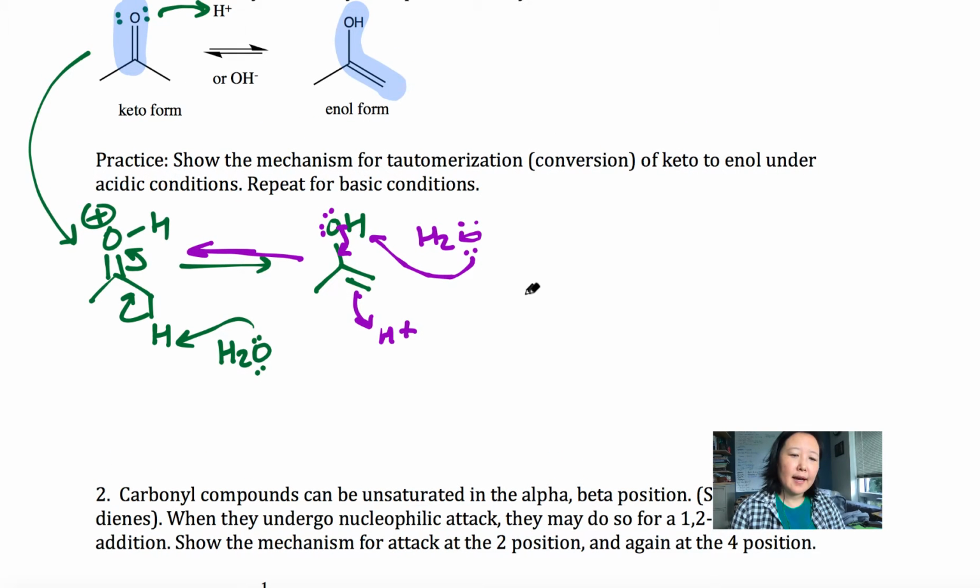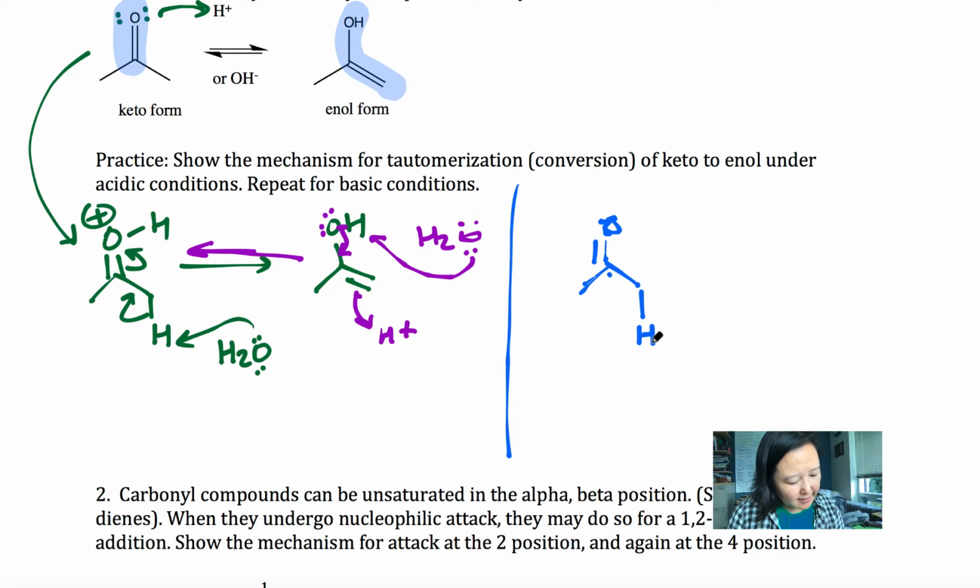All right. You should be able also to do this for basic conditions. So we can just go over that now as well. For basic conditions, you're only allowed to use OH minus and water. Okay, so if I have OH minus, I can't activate the carbonyl, but this is a strong base, so it can actually take this hydrogen. All right, this hydrogen is acidic because of this elimination sequence here.